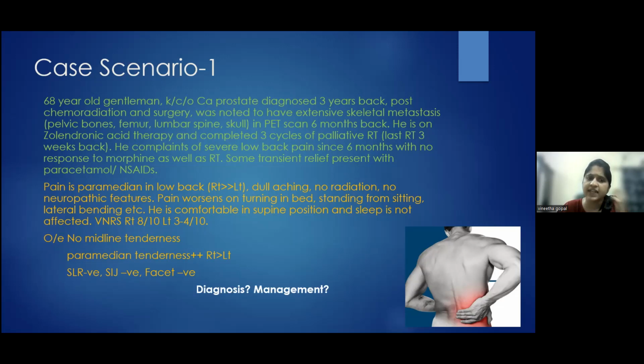Many of you are already practicing cancer pain. So any idea what could be the pain generator? Last class we studied, it can be the disc, the vertebral body, the muscles, the joints. So what could be the pain generator here, and why is it not responding to morphine?